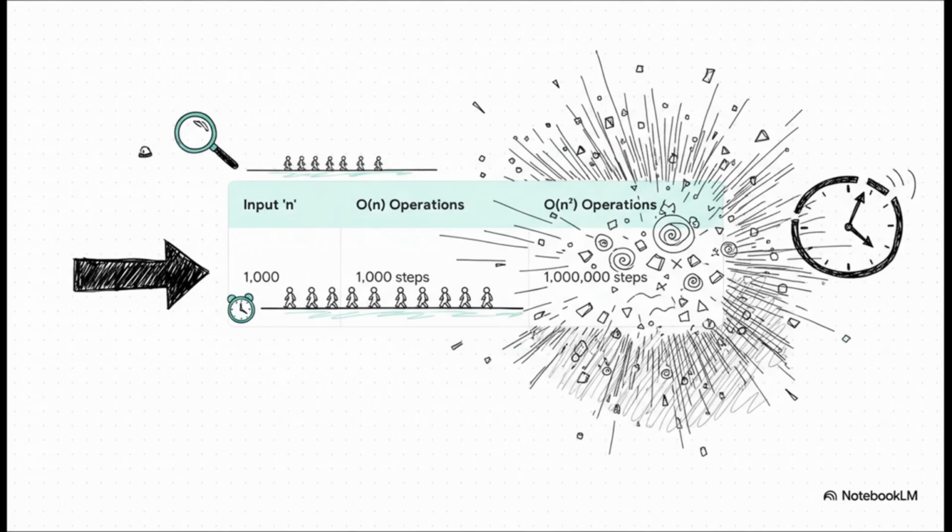Let's put it in perspective. For an input of, say, 1,000 items, that O(n) algorithm takes 1,000 steps. Makes sense. But the O(n squared) one, it takes 1,000 times 1,000 steps. That's 1,000,000 steps. The growth is absolutely explosive.